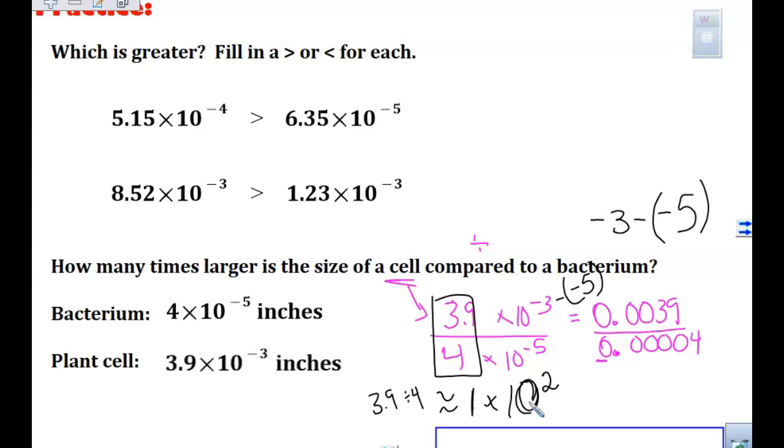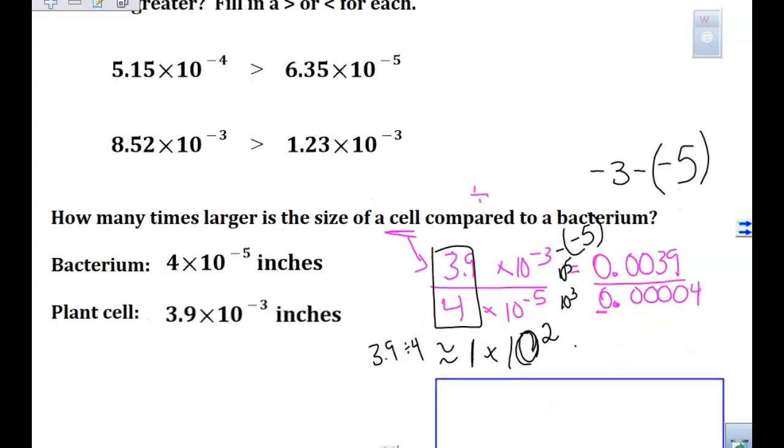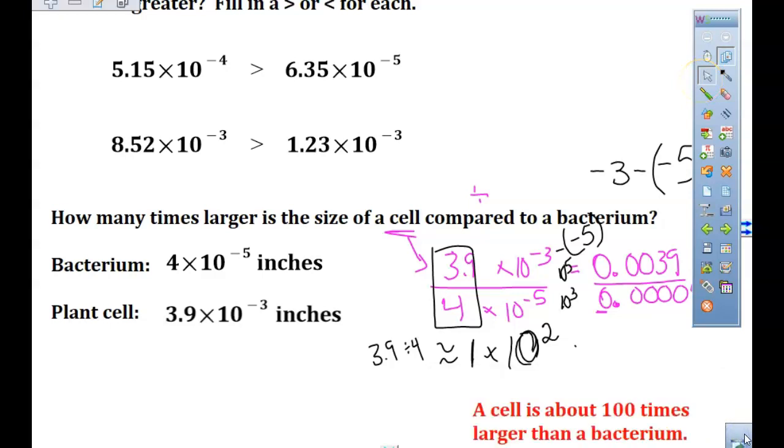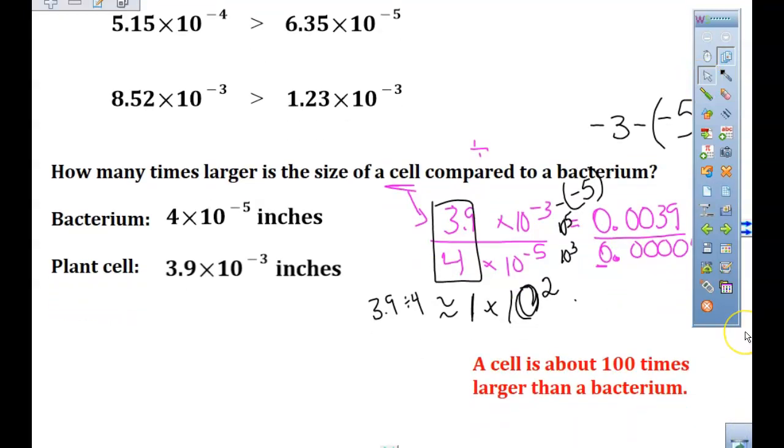This minus a negative becomes a plus. Someone said, oh, could I switch these around and put 10 to the 5th up here and put 10 to the 3rd here and subtract 5 minus 3? Yes. So the question is about how many times larger is it if we are looking at this answer? A lot of times, saying 1 times 10 to the 2nd isn't a great way of saying it. So we might say it's about 100 times larger.